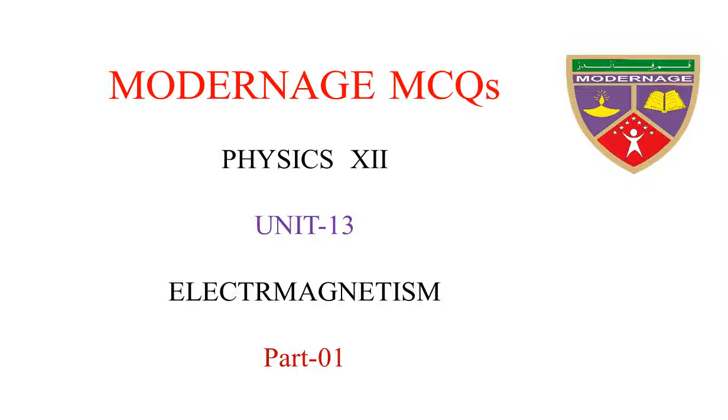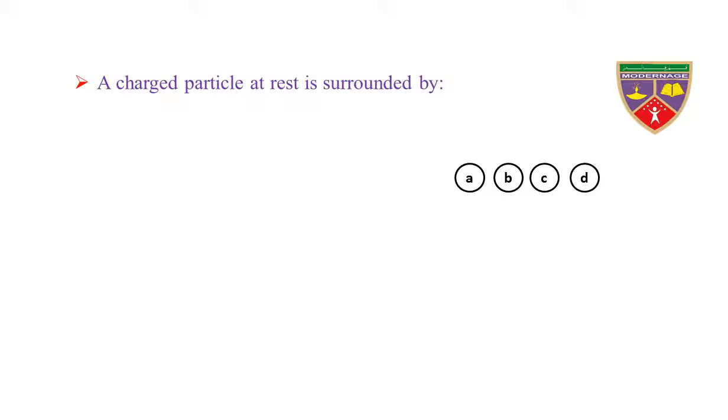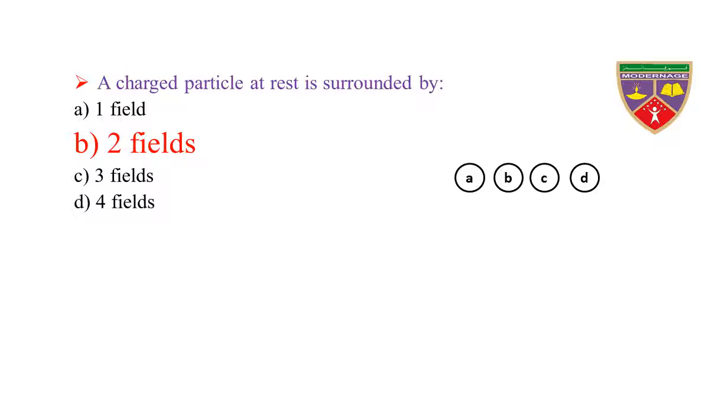Modern Age MCQs, Physics Class 2nd Year, Unit 13, Electromagnetism, Part 1. A charged particle at rest is surrounded by: option A, one field; option B, two fields; option C, three fields; option D, four fields. The key is two fields. Therefore, the correct option is B.